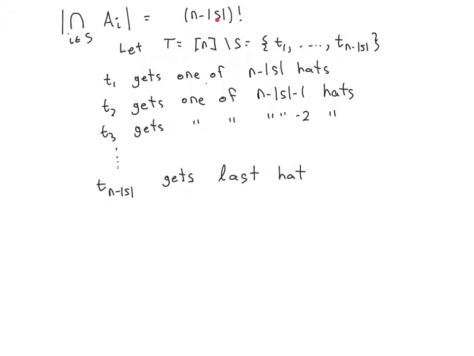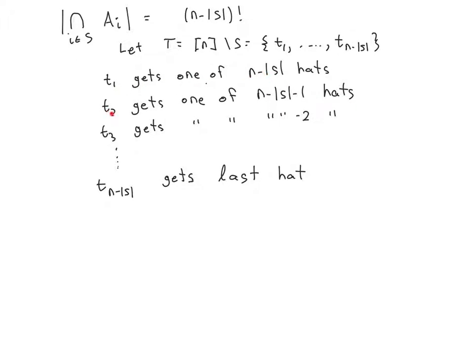And how do we see this? Well, consider the set of people who aren't in S. Let's order them T1 through T_{n-|S|} in increasing order. Then we know that T1 gets one of the remaining hats. We know the people in S get their own hat back. We know T1 gets one of the remaining hats. We don't know which one, so there's n minus |S| ways it could happen.